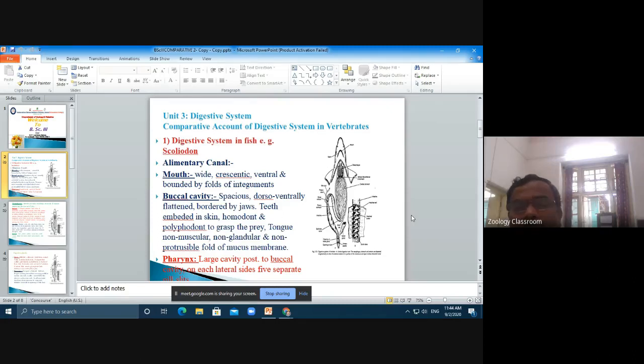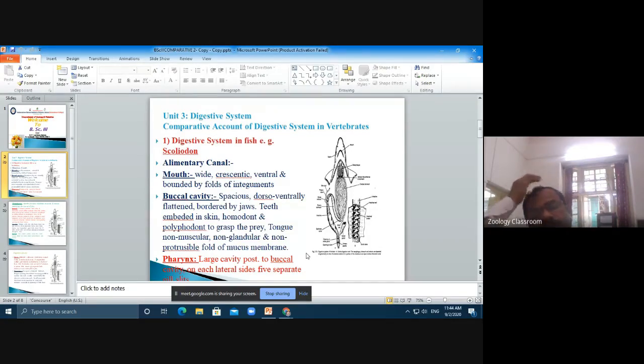These are called the permanent teeth. So we have two sets of teeth, so our condition is diphyodont. In case of Scoliodon, the condition is polyphyodont, meaning many times when the teeth are destroyed, these teeth arise again and again. These teeth are basically useful to grasp the prey or for holding the prey.